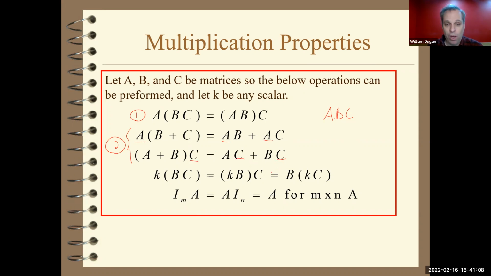So the next one is just what you can do with scalars. If you have a scalar in a matrix product, you can just put the scalar up front. That makes it a lot easier not to worry about scalars. We just pull them out and put them out front of the product, and not worry about it at all.